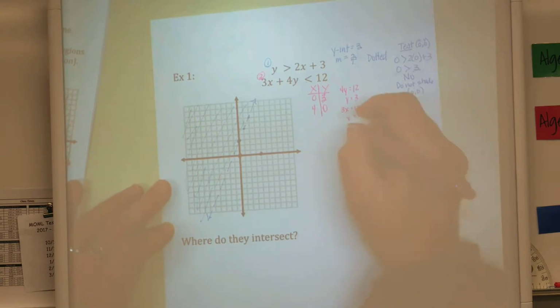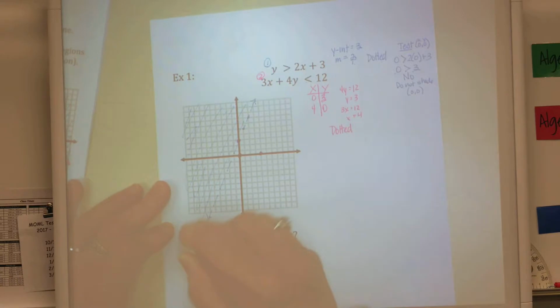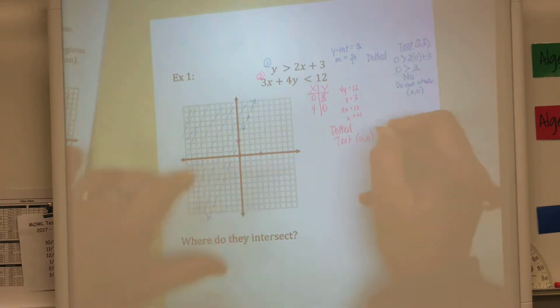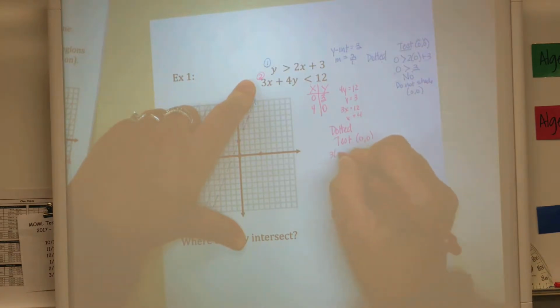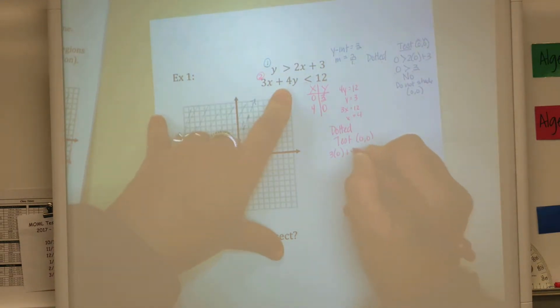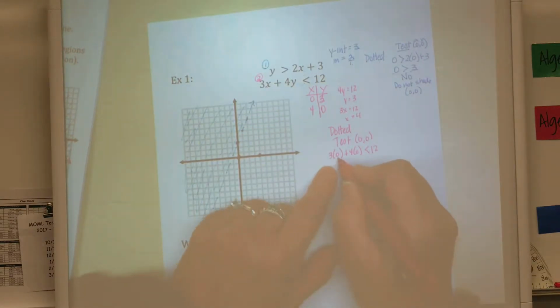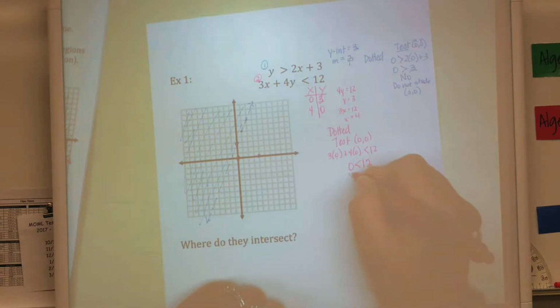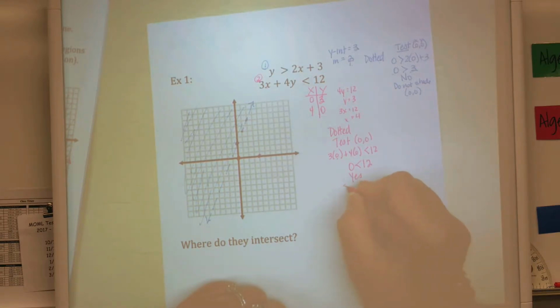Okay, now my line is also going to be dotted, and I write that down so that I've got it all in front of me. And then for my test point, I'm going to test 0, 0 into this second equation. So that means I have 3 times 0 for x plus 4 times 0 for y is less than 12. 3 times 0 is 0, 4 times 0 is 0, 0 plus 0 is 0. And so I get 0 is less than 12. Is 0 less than 12? Yes, it is. So that means I am going to shade the point 0, 0 for that line.